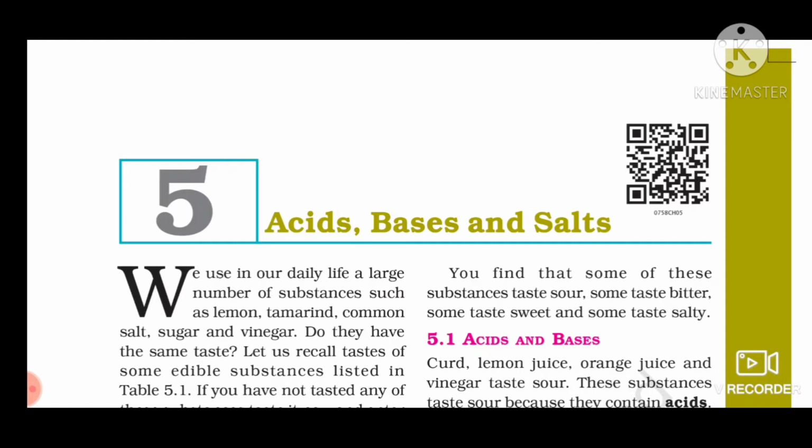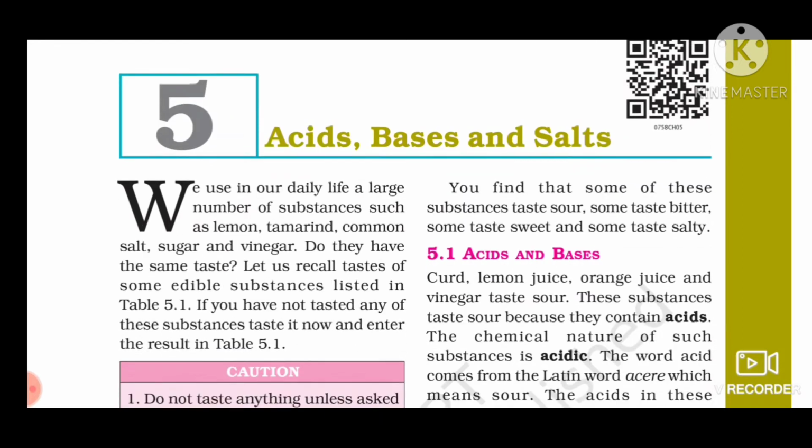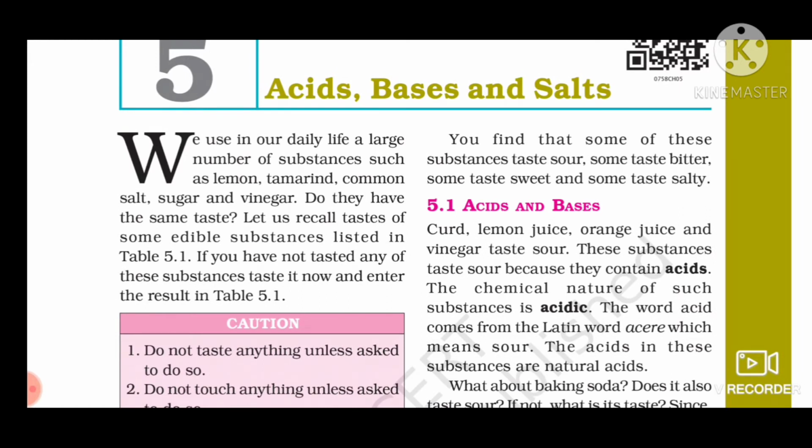A few tastes are caused due to the nature of the items we eat. They are classified as acids, bases and salts. Here we can see that curd, lemon juice, orange juice and vinegar taste sour. Why? Because these substances contain acids. The chemical nature of the substances which gives the sour taste is called acidic because of the acid present in them.